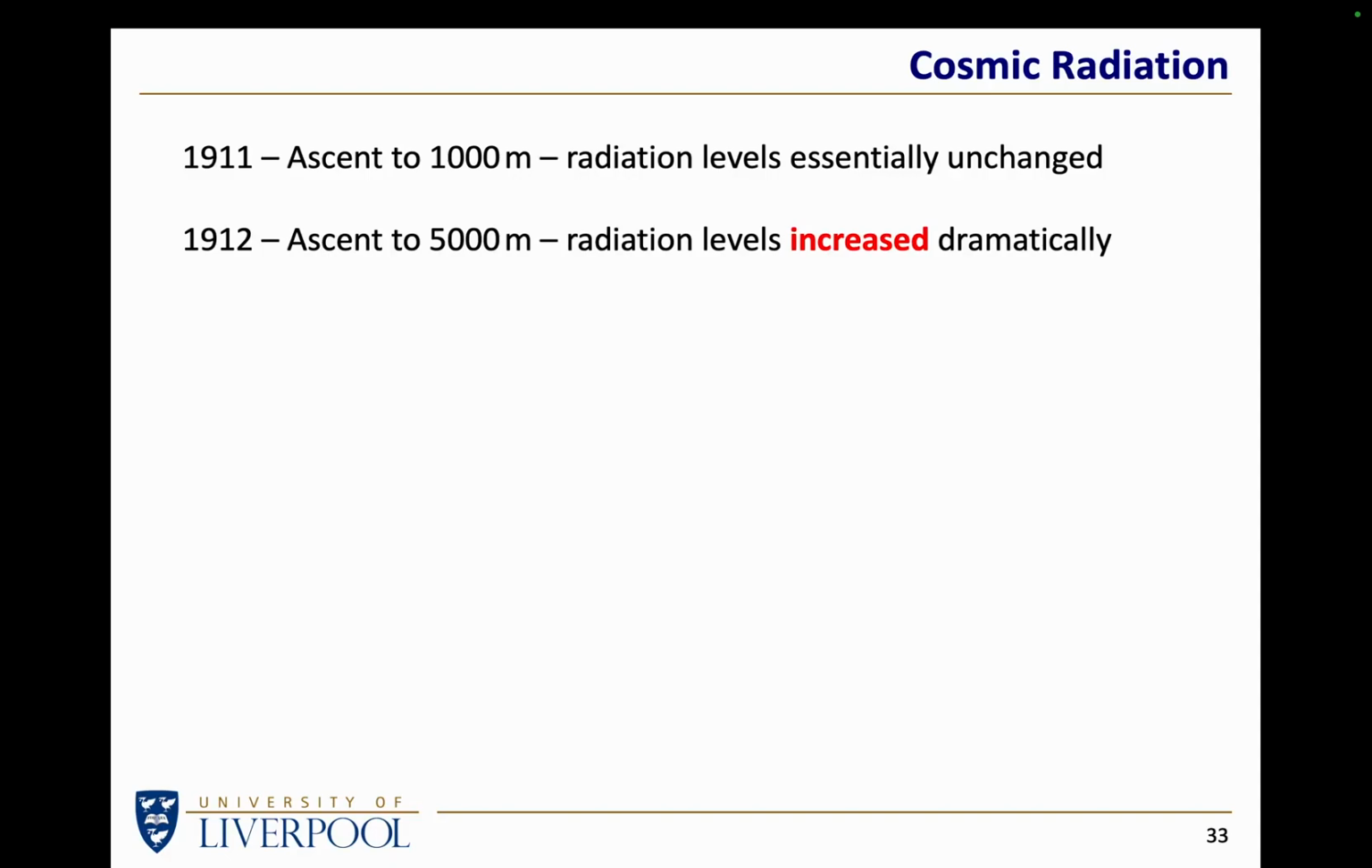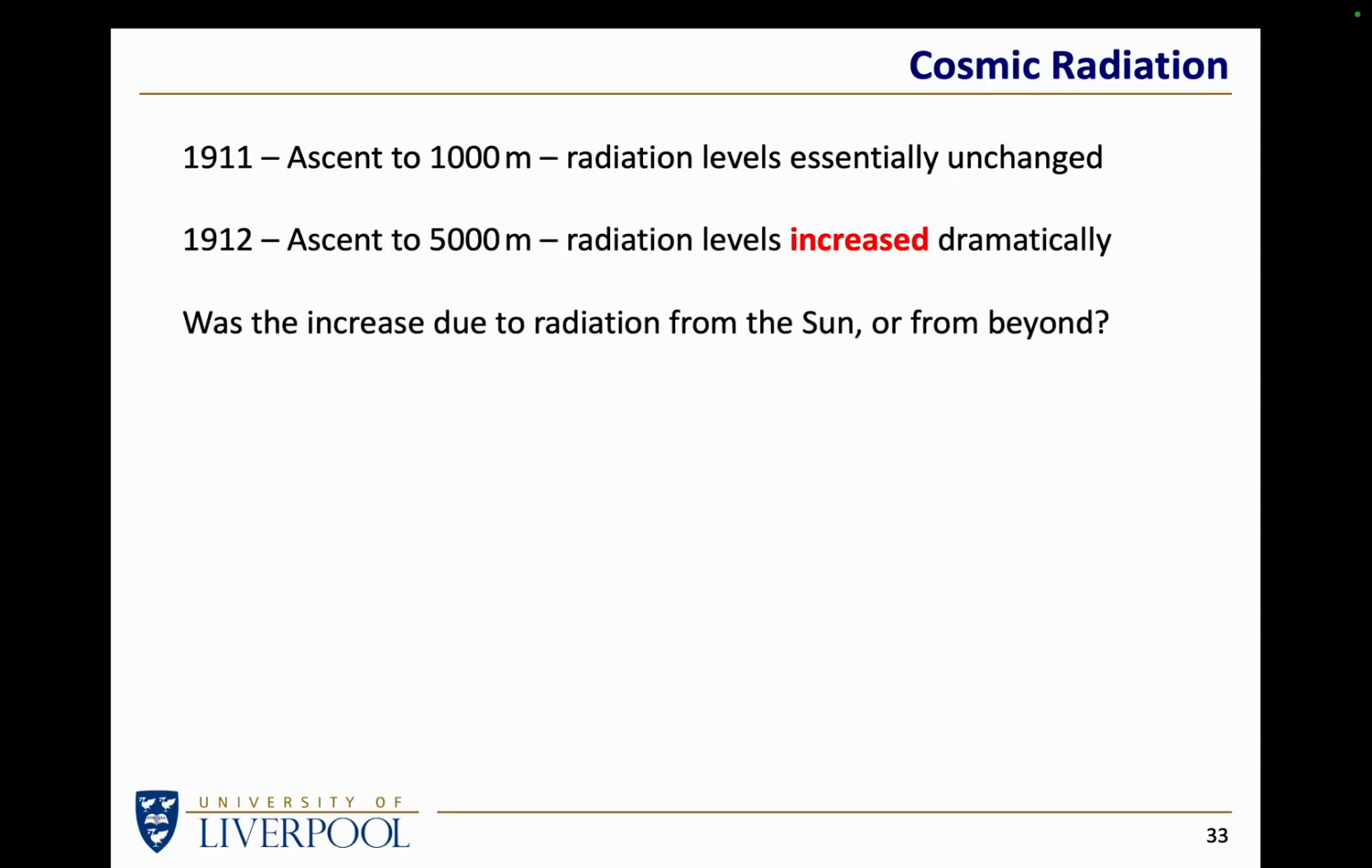So yes, the ground will be radioactive, and if you happen to be living in a highly radioactive area, that might be influencing your results. But most radiation is coming from above. But was it from the sun, or was it from somewhere else? This was the next big question. It's coming from somewhere up there, not the Earth. If it's not coming from the Earth, is it coming from the sun? How can you tell?